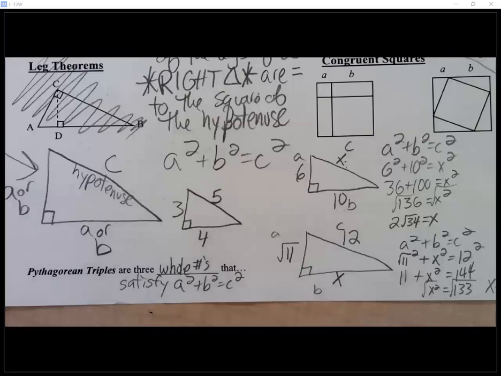You'll start to see 3, 4, 5 triangles everywhere, and you just keep seeing them. Then it saves you from doing the work. You don't actually have to do the Pythagorean theorem out. You just see them, and there they are. 3, 4, 5, boom, you know the answer without even doing it. Does that make sense? Do we love the Pythagorean theorem? I knew you would.